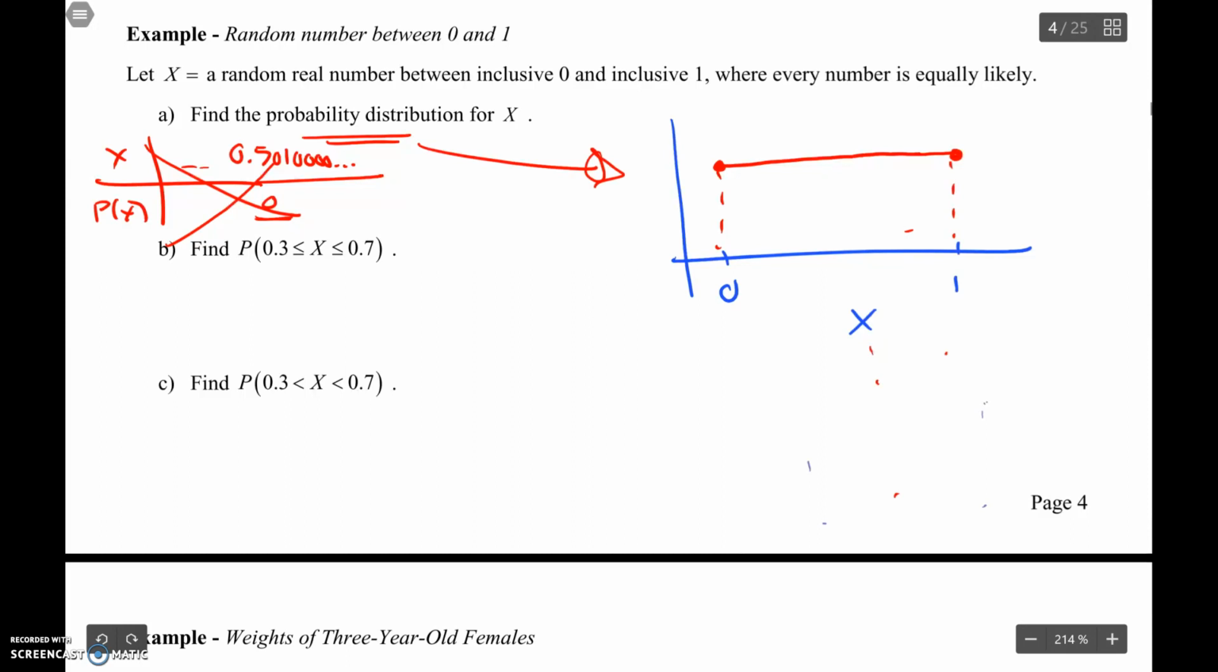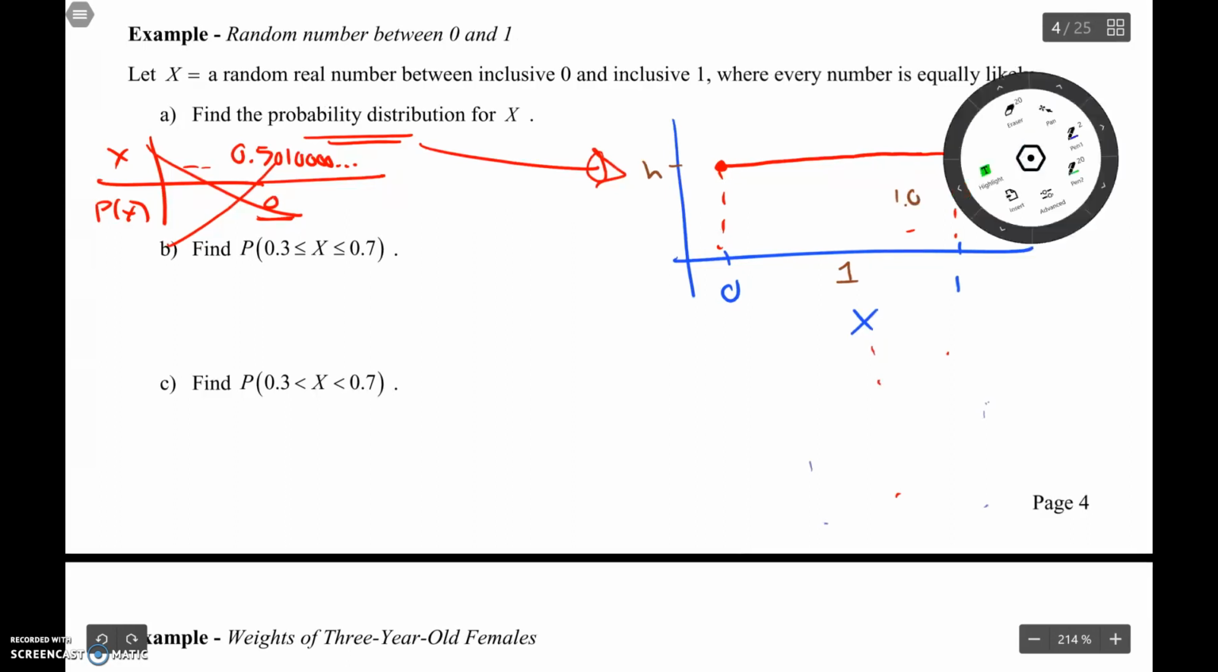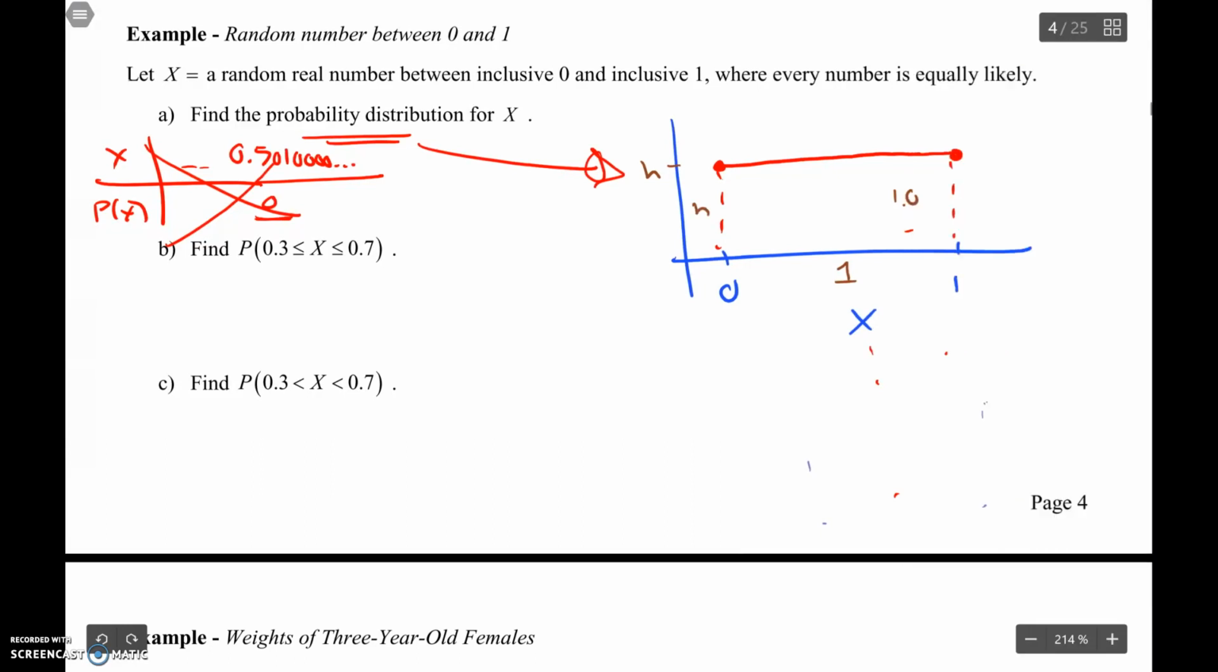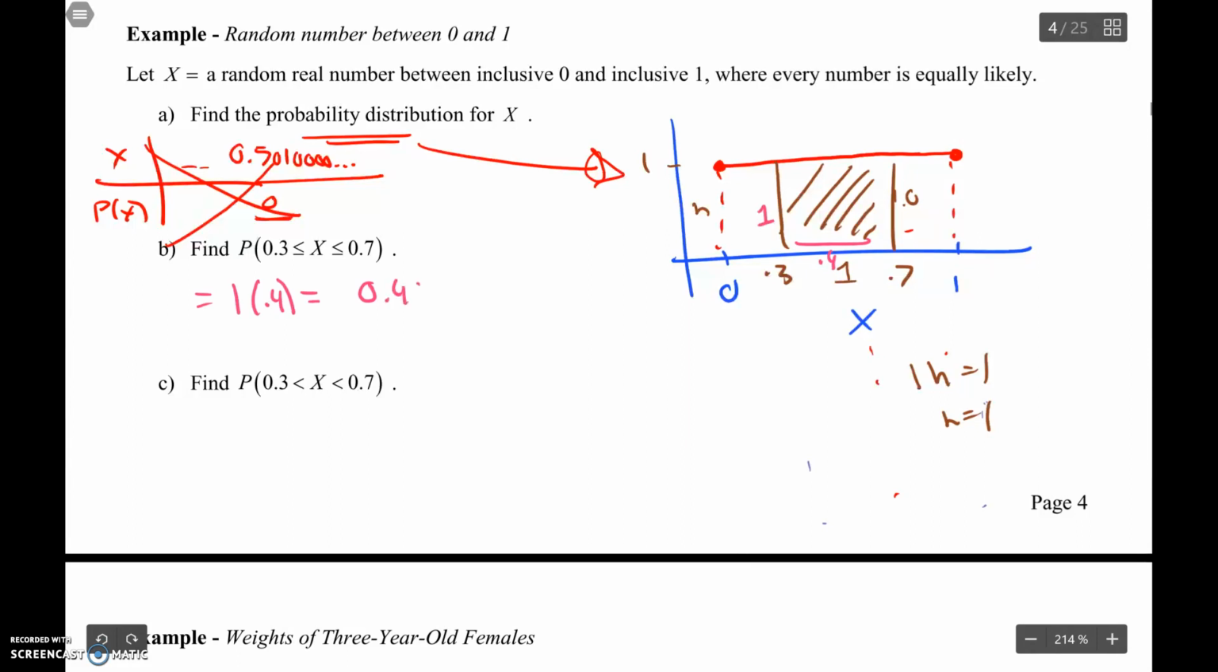Let's find the height of this. The width is 1. The area underneath it is 1. This is a rectangle, of course, so 1 times h is equal to 1, so h is equal to 1. Find the probability that x is between 0.3 and 0.7. That's just the area under the curve between 0.3 and 0.7. That is a rectangle with a width of 0.4 and a height of 1. So that would be 1 times 0.4, or 40%.